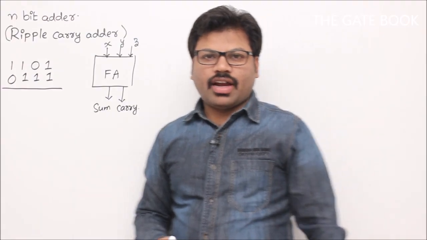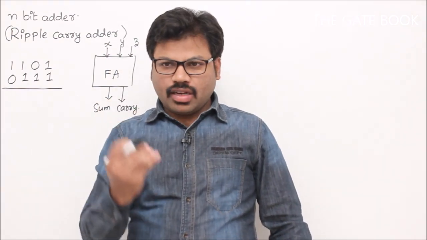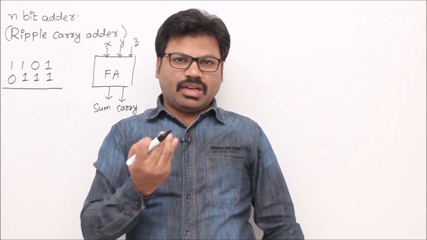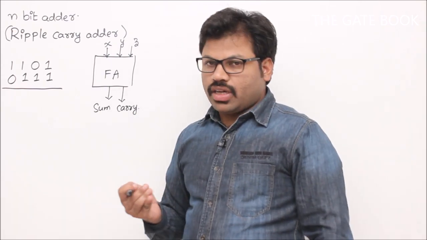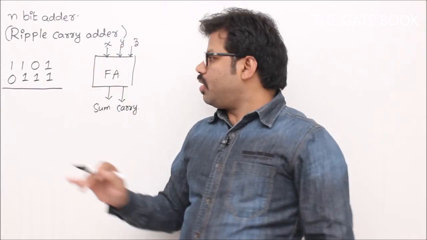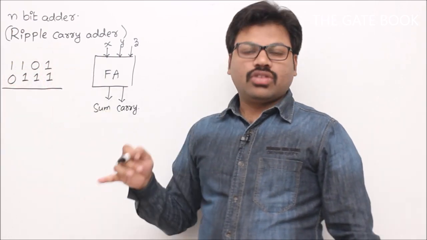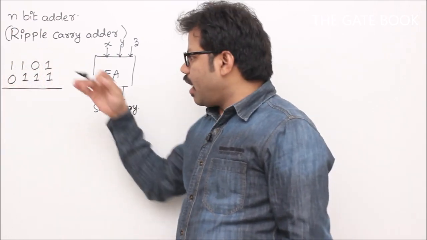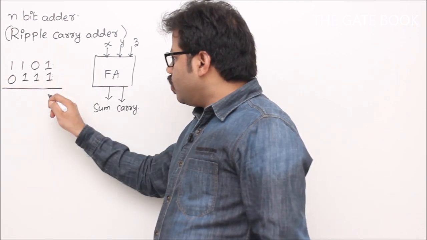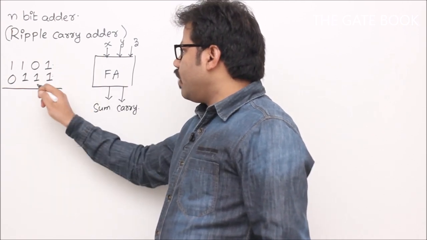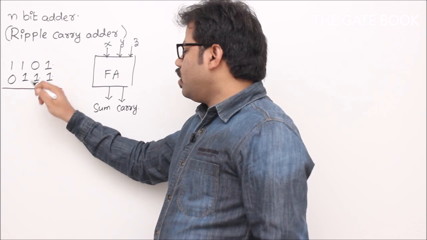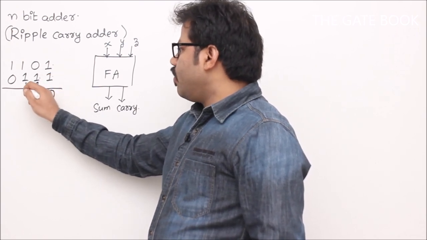Now we will see how to add 2 n-bit numbers, okay? So far we have seen how to add only one column, right? That means 2 1-bit numbers or 3 1-bit numbers. But now we are going to do that for n bits. Example here, 4-bit addition. So how to do 4-bit addition? First of all, we'll see manually. So add 1 plus 1, you get result 0, carry will go here, and 1 plus 1 is 0, carry will be here, right?